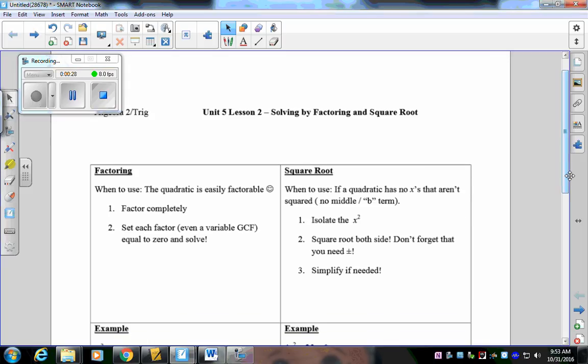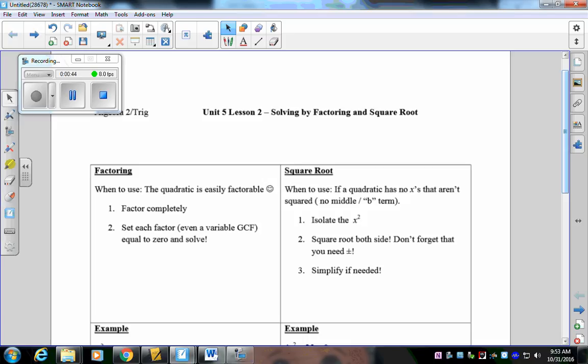All right, so like I said, today we'll take a look at solving by factoring, and then square rooting. So factoring, when do you use it? When the quadratic is easily factorable. If you look at it and you have huge numbers that you're not able to factor, or if it's not even factorable, you're not going to use this method.